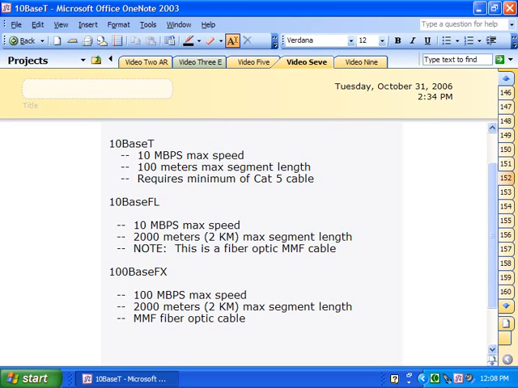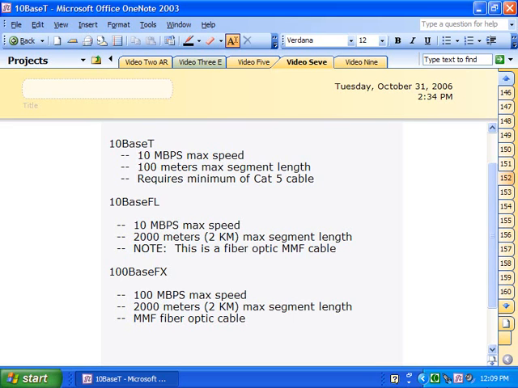Now here are a couple of fiber optic cables, and I want to point out this first one to you, 10 base FL. It's really easy to make the assumption that anything that runs at 10 meg or 100 meg is copper cabling, and that all fiber optic cable is really high-speed cable. That is not true, because this 10 base FL cable obviously has a maximum speed of 10 meg per second. It does have a 2,000 meter, 2 km maximum segment length, but this is a fiber optic cable. There is such a thing as a fiber optic cable that runs at 10 meg, and this is it, 10 base FL.